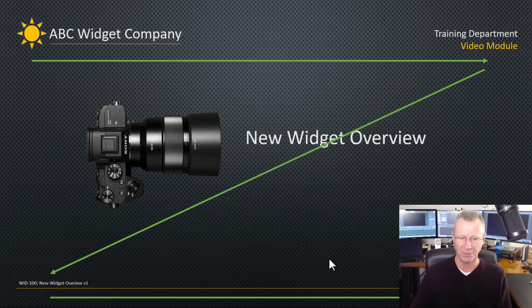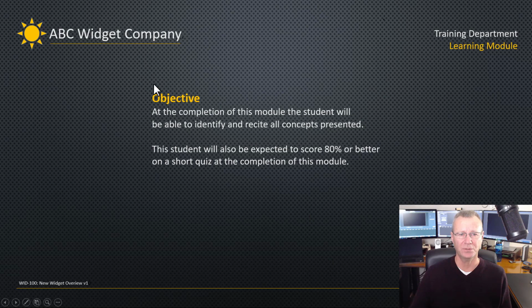Next thing you want to do is have an objectives page. You always want to tell your students where they're going. Upon completion of this module, student will be able to identify and recite all concepts presented. Of course, what else can you do with video-based training, right? They have to identify it, understand it, recite it, and then you might want to have them participate in a short quiz to check their competence. And again, you just carry over your cataloging numbers, your logos, everything else stays the same.